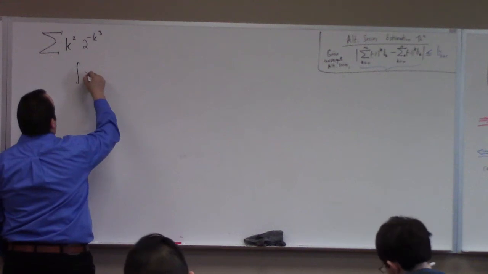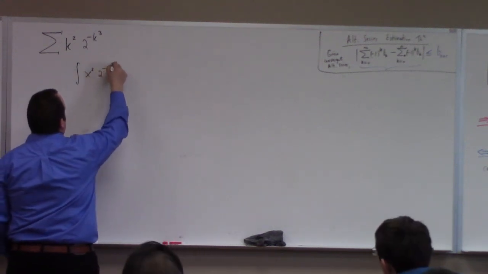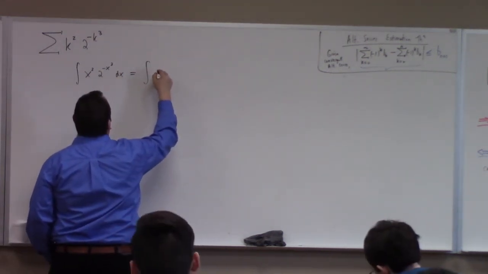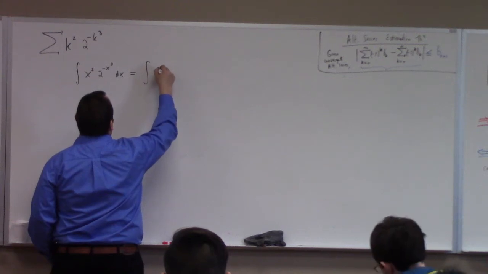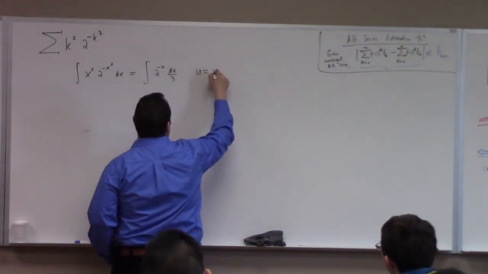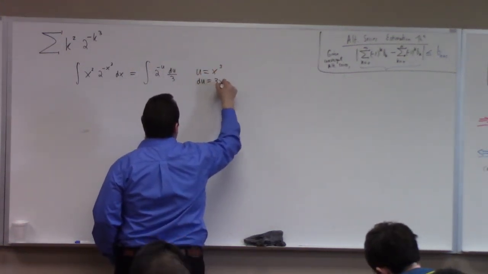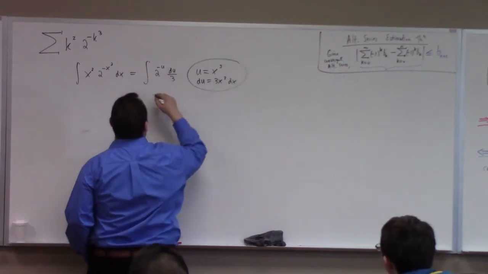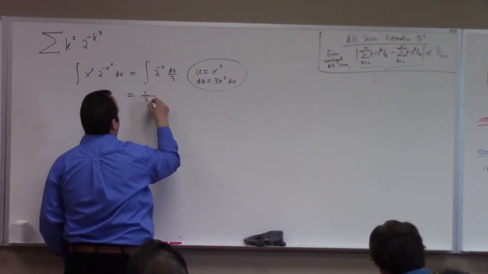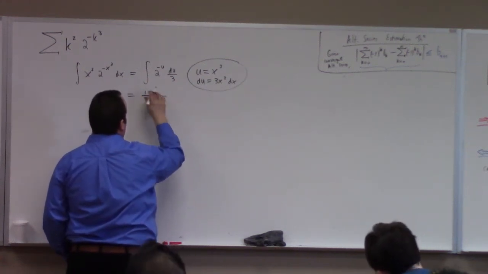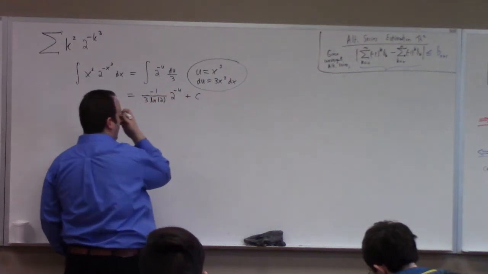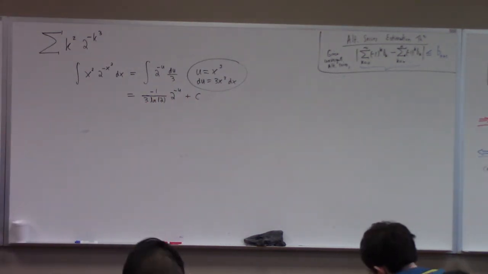The integral of x squared 2 to the minus x cubed dx is equal to the integral of 2 to the minus u times du over 3, where u equals x cubed. So du is 3x squared dx, right? And so that is 1/3 times, there's a minus, minus 1/3 natural log of 2, 2 to the minus u, plus a constant, if I remember right. If I differentiate that, chain rule brings down a minus 1.